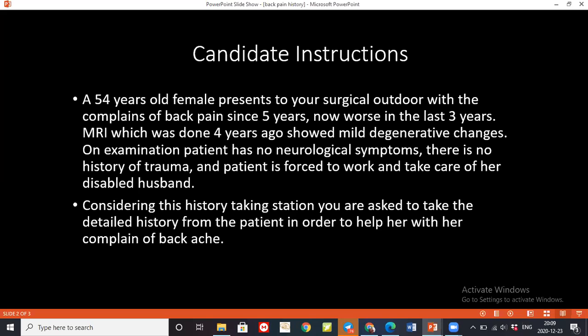From the management point of view, I will perform the full examination and then repeat some blood investigations, and ask for a plain lumbar spine X-ray followed by an MRI scan. Depending on the MRI report, I will start this patient on neuropathic pain medications and then manage her pain according to the MRI scan.